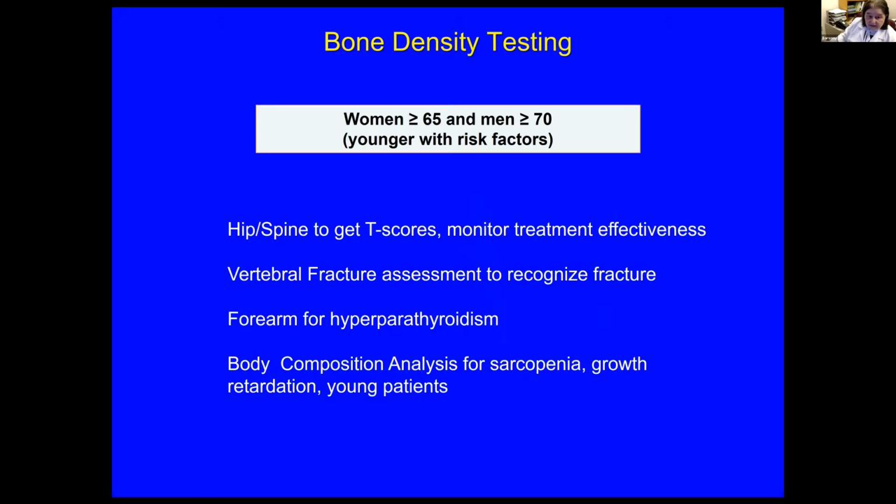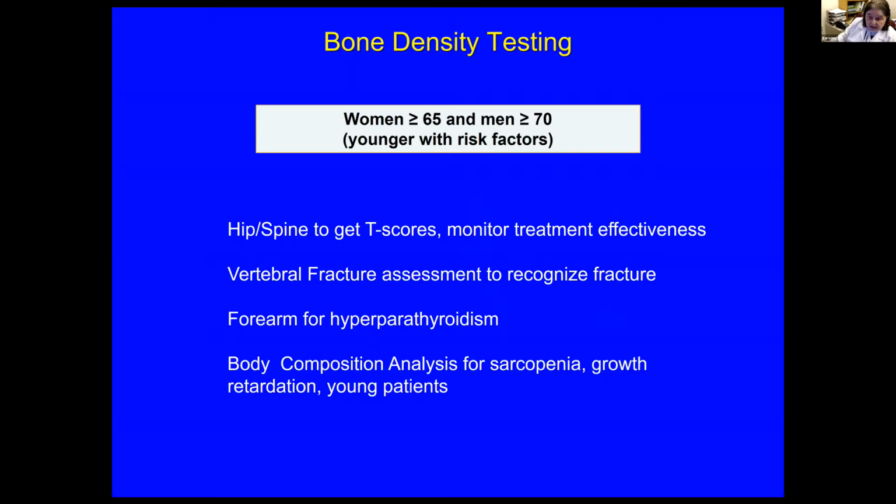This includes evaluation of hip and spine to get T-scores out of calculation, comparing the bone mineral density with the young person's bone mineral density. And we do this also to monitor treatment effectiveness. As patients gain bone density, their fracture risk frequently goes down. We do vertebral fracture assessment to recognize that the patient already is breaking bones.